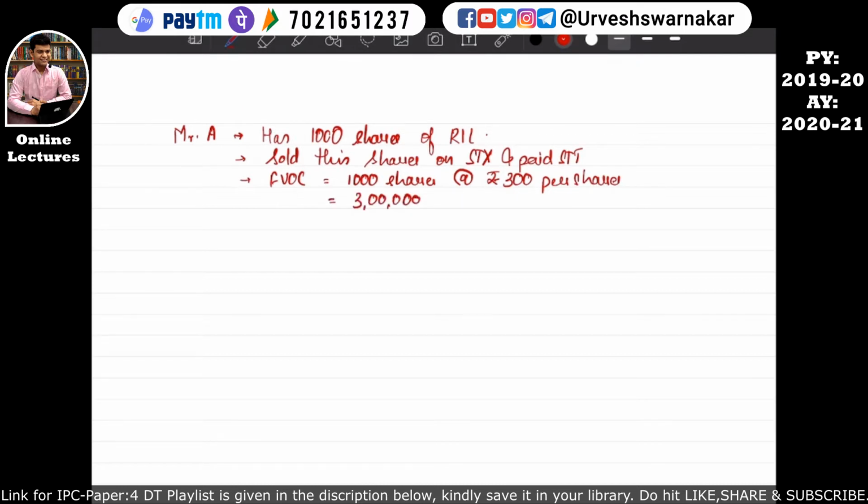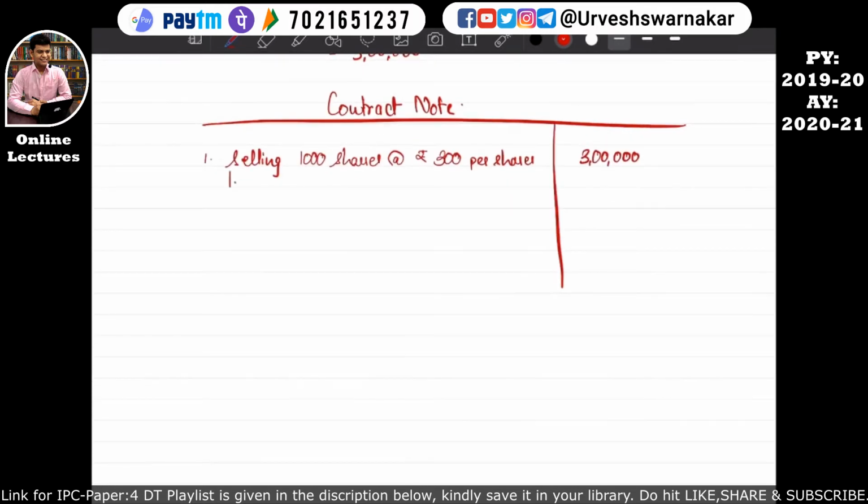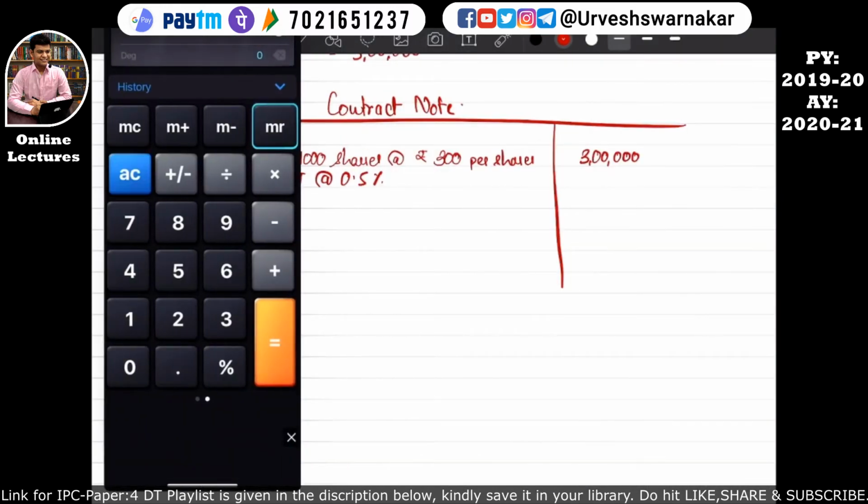But what happens in a real life scenario is the broker gives a contract note. So what is this contract note? The contract note is something that the assessee will get when he sells or purchases a particular security on a stock exchange. So over here the assessee is selling 1000 shares at the rate of rupees 300 per share, which is equal to 3 lakhs. And the broker deducts STT at the rate of 0.5% on this particular sale, which is equal to 3 lakhs into 0.5%, which is equal to 1500.